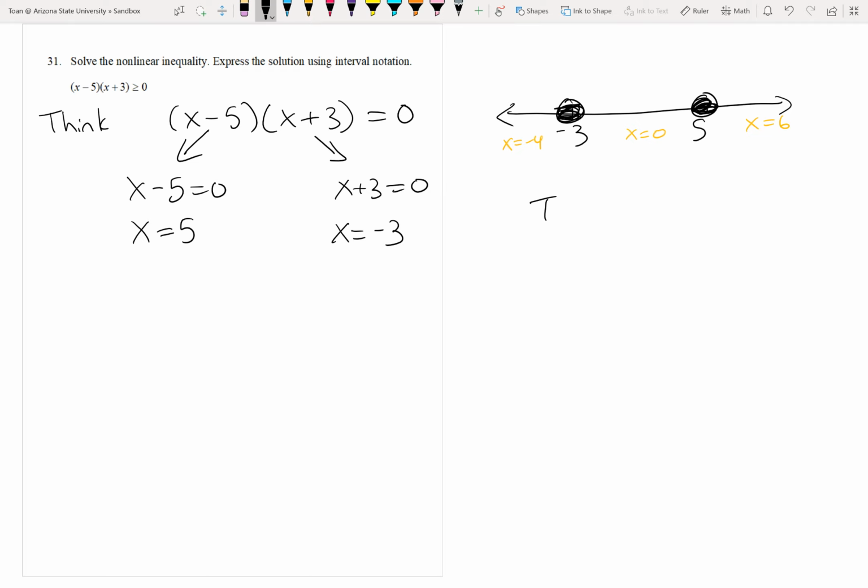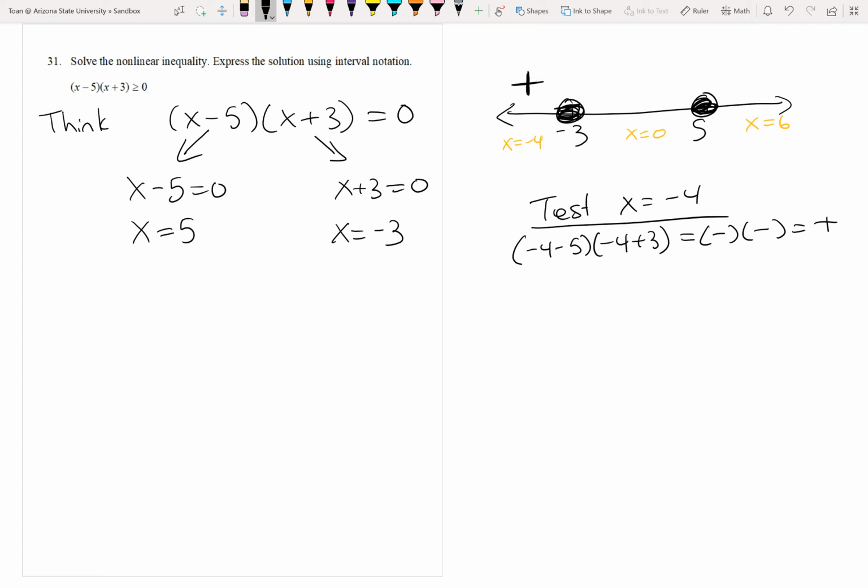And what you're going to do is you're going to test these numbers into the original inequality. I always like to plug it into the inequality that is in factored form. Since it's already in factored form, that's sort of nice. So wherever I see an x, I'm going to plug in a -4. So that's -4 minus 5, -4 plus 3. I actually don't care what the answer is. I just care about if it's positive or negative. So -4 minus 5 is definitely negative. -4 plus 3 is definitely negative. Negative times a negative is a positive. Because I tested the -4 region and it got a positive answer, I'm going to put a plus sign up here.